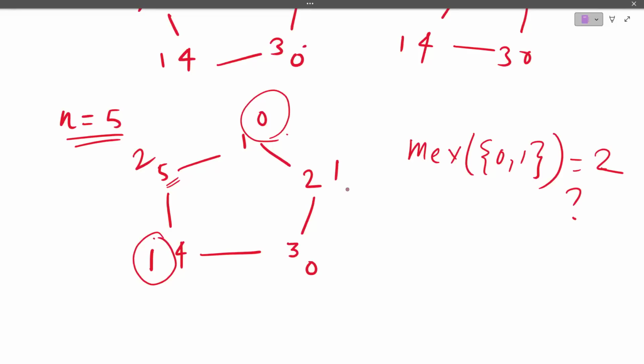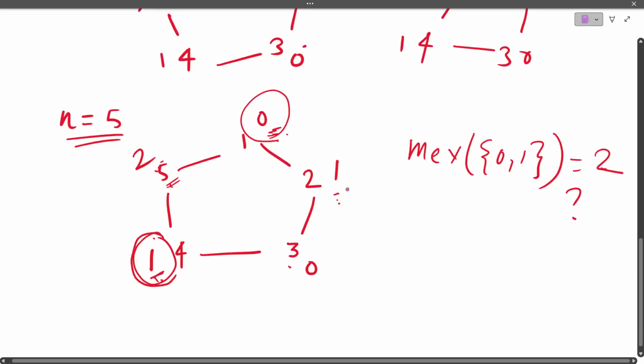But note that if I assign this as 2, then all other nodes' values also remain valid. Like look at this 0. This 0 sees 1 and 2 as its neighbors. And the max of 1 and 2 is 0, right? So this condition holds. Similarly, look at this 1. This 1 sees 0 and 2 as its neighbors. So the max of 0 and 2 is 1. So even this condition is valid.